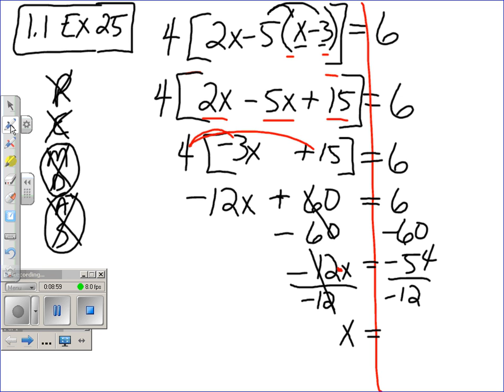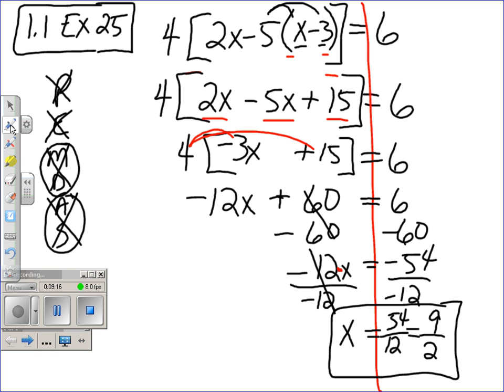And we have a negative divided by a negative. That's going to be a positive 54 over 12, which reduces to 9 over 2. Remember I said it's fine to leave it as an improper fraction as long as you simplify it, and your calculator will help you simplify it. So x equals 9 over 2, but to answer the question, what kind of equation is it?